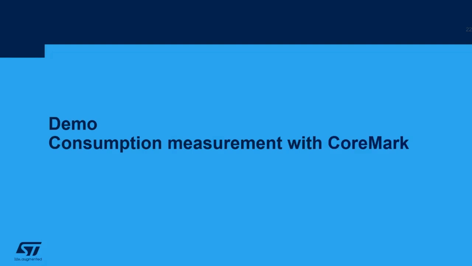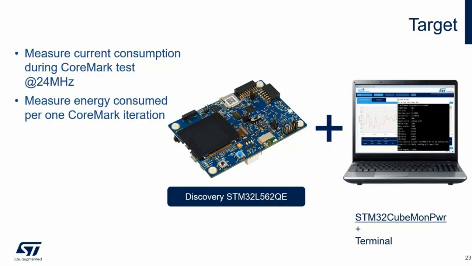So now we will measure the consumption while running the CoreMark. I will run the CoreMark at 24 MHz because this is the sweet spot of the microcontroller, where it performs best in terms of computational workload per unit of energy. And we'll also try to measure the consumed energy per one CoreMark iteration. And we'll do that thanks to the integrated power shield on the discovery board and CubeMonitor-Power running on a PC.